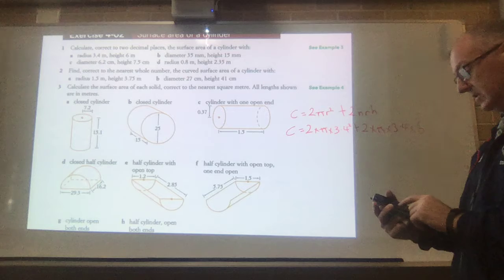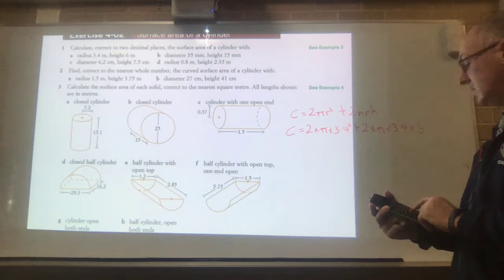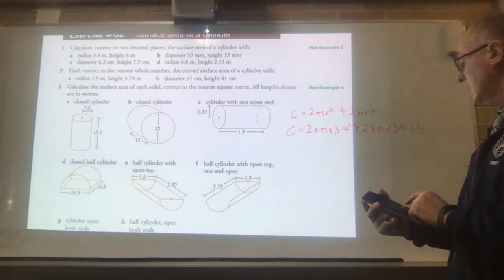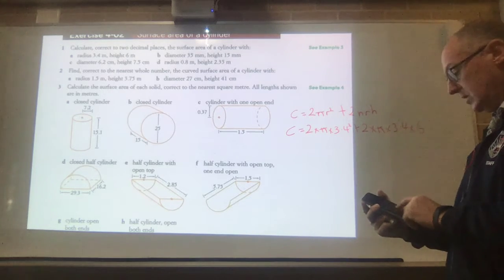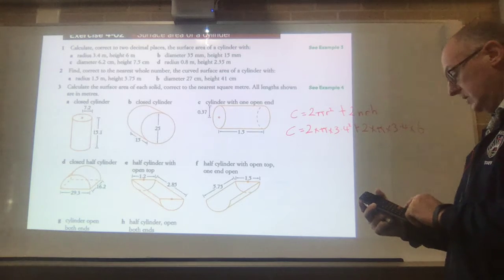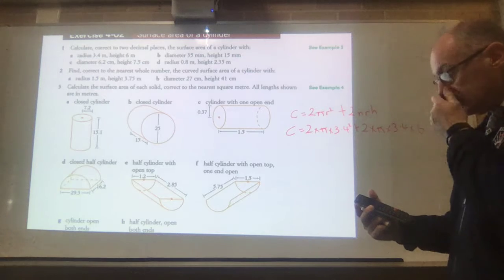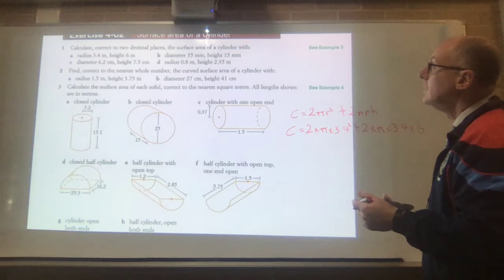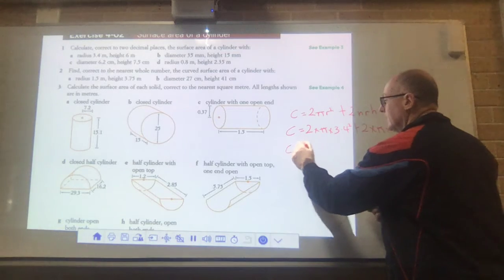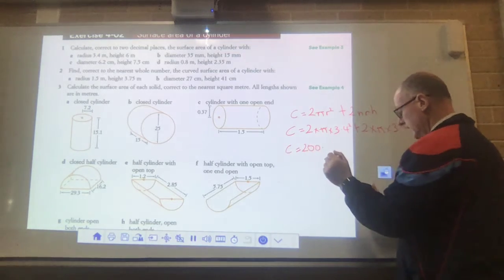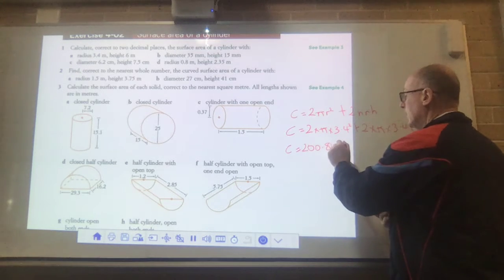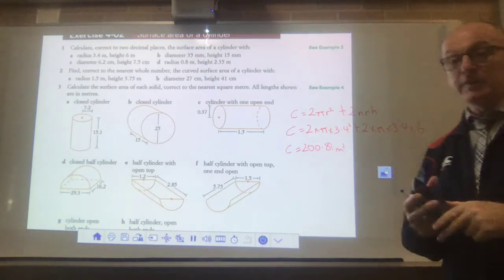2 times pi times 3.4 squared plus 2 times pi times 3.4 times 6. Hopefully I've done all this right. And I get 200.81, and I'll round that off to 200.81. So the surface area equals 200.81, and we're dealing in meters, so it's meters squared. So there's the first one done for you.